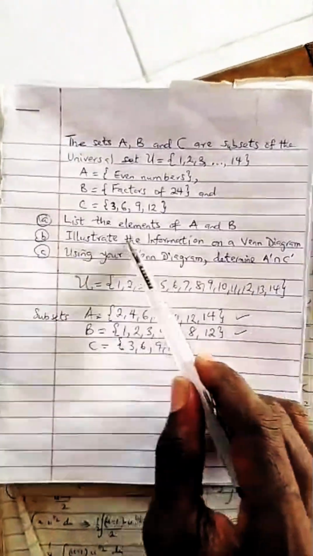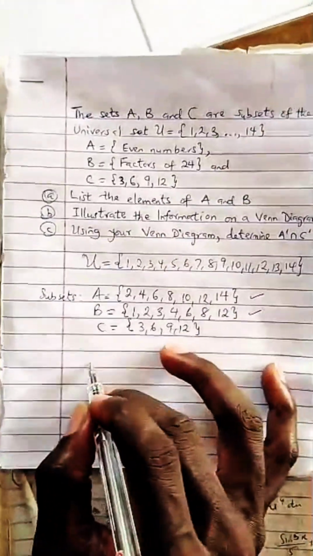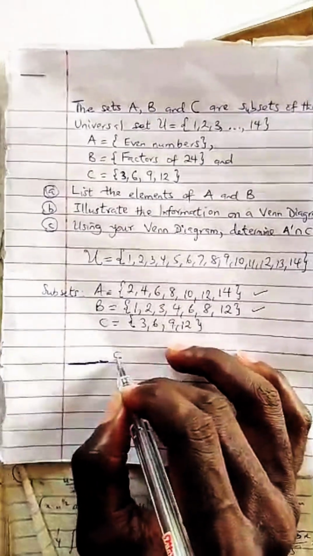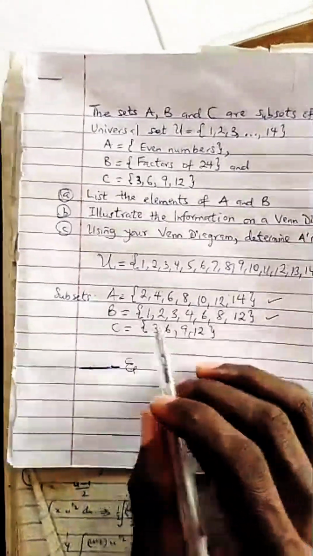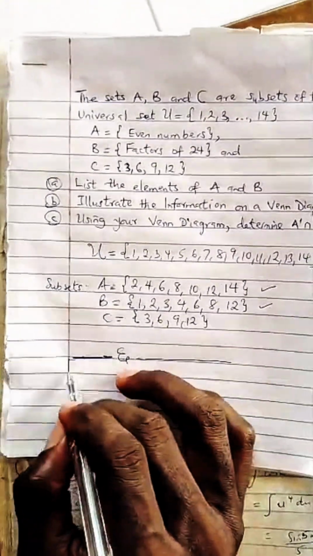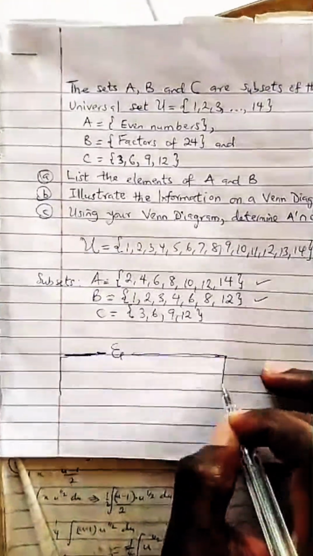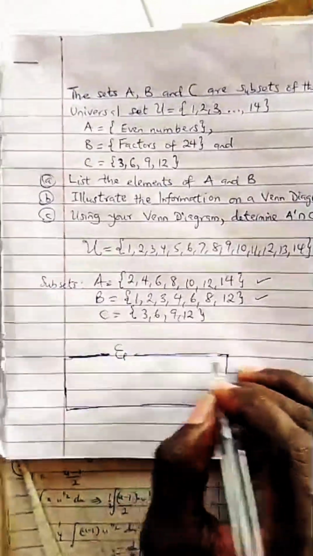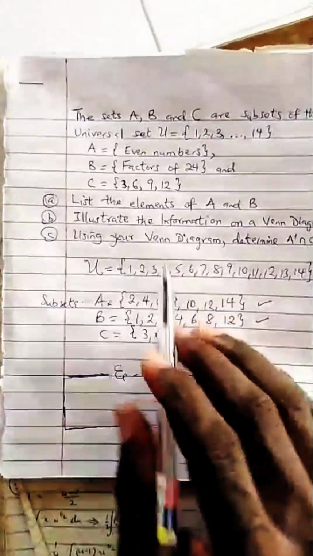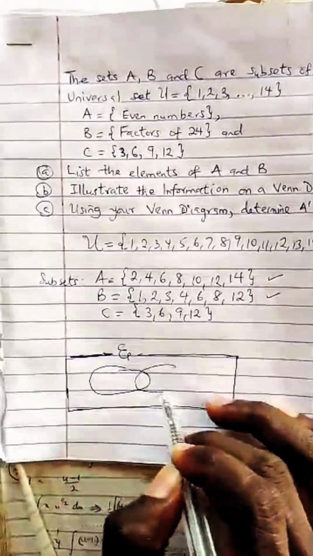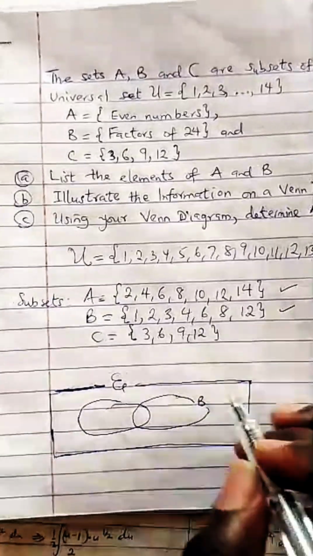Now let's illustrate the information on the Venn diagram. A Venn diagram is simply a rectangle that is labeled. This is a symbol for the universal set. You can use the symbol E or the symbol U. It's a rectangle. Please draw with your ruler. So we have a rectangle, and we have ovals. We're using ovals to show the sets.